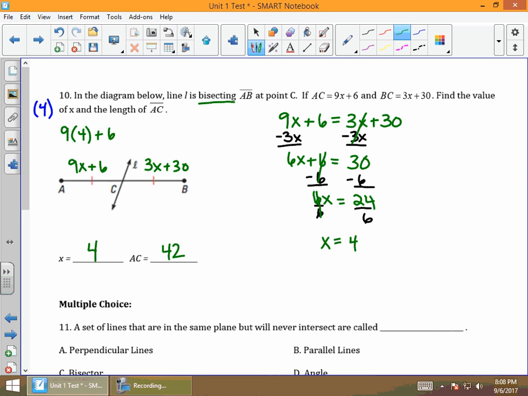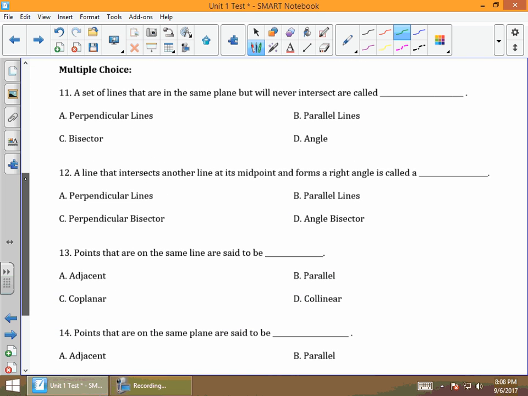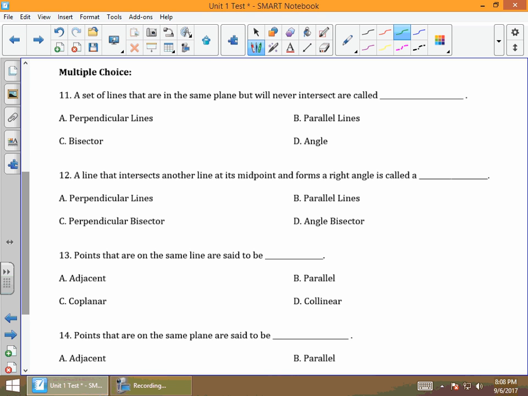From here on out, all multiple choice are just worth a point apiece. Every one of these worth 1 point apiece. So I'm going to roll right through, and let's take a look at the first multiple choice. Question number 11 says a set of lines that are in the same plane, but never intersect. Same plane, don't touch. That answer, parallel lines. Those lines are parallel. And if you remember, if they are not in the same plane and never intersect, we call those skew lines. Right? Those are skew lines.